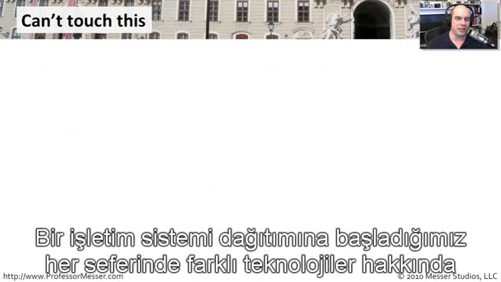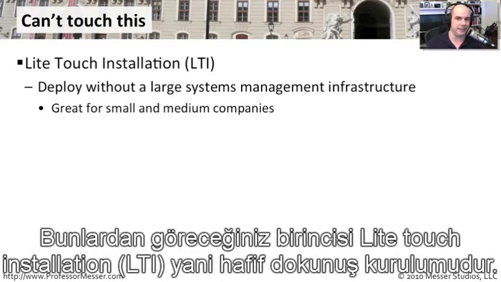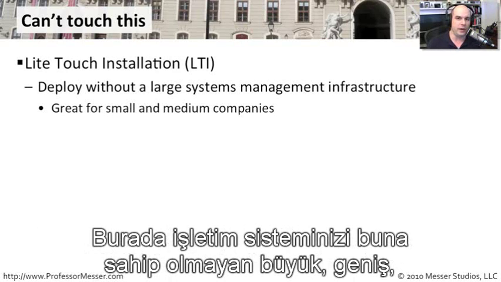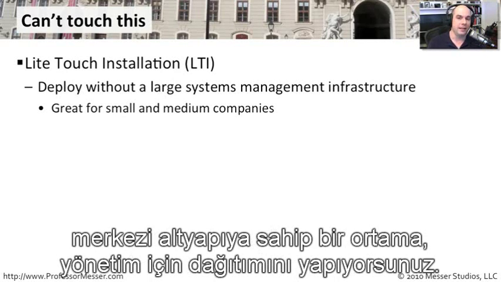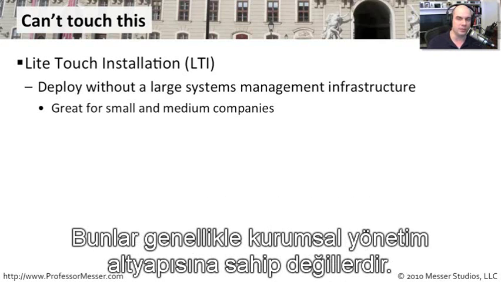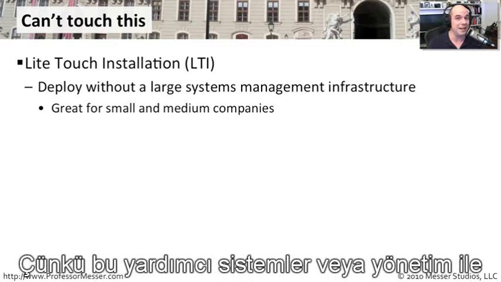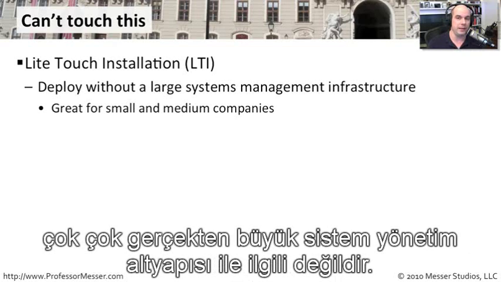A couple of different technologies that you're going to hear about whenever we begin rolling out operating systems, and in our case Windows 7, is two different things. Something called a light touch installation is the first one you'll see, and this is where you are deploying your operating system into an environment that may not have this big, large central infrastructure for management. You'll see this in medium-sized businesses, even large-sized businesses that don't have a formal systems management infrastructure. So you'll see this a lot if somebody just needs to deploy a few systems, a handful of systems, or they're not interested in managing one of these really, really big centralized system management infrastructures.